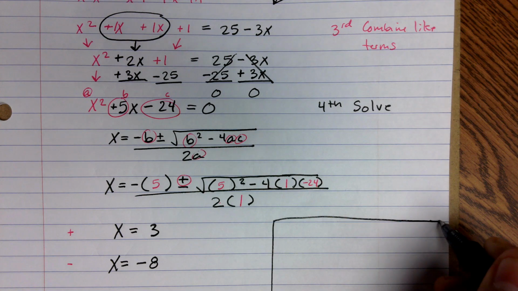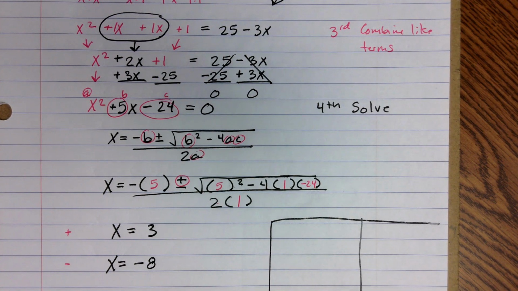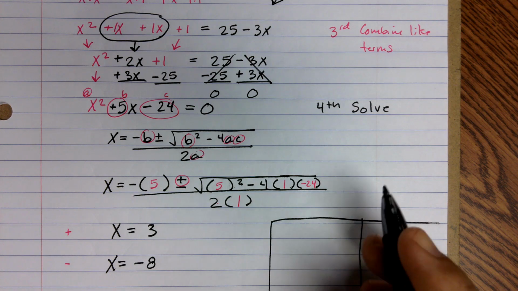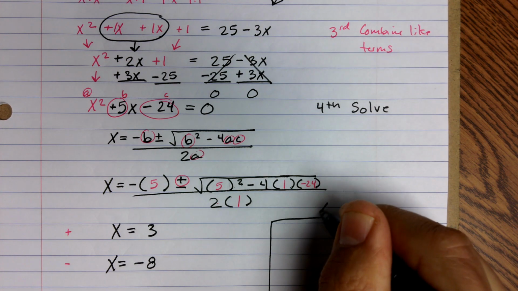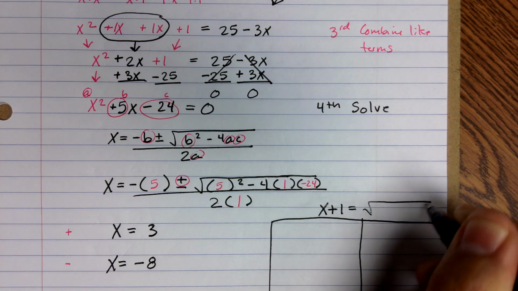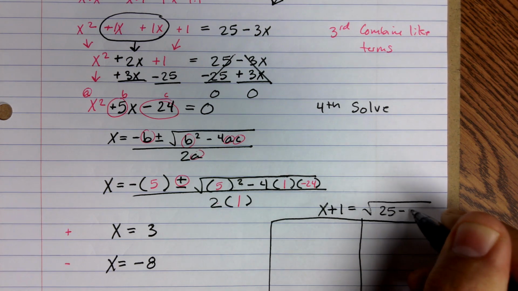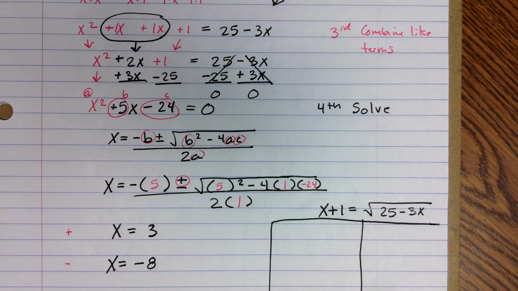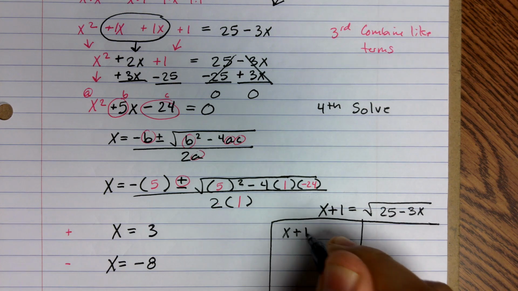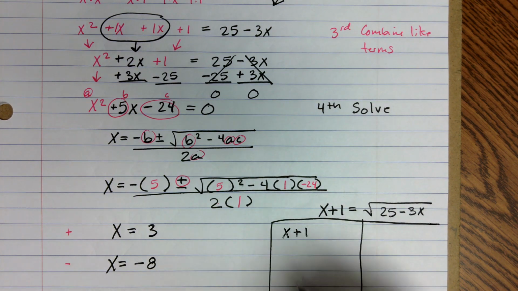So I'm going to go ahead and make a box over here where we can check them real fast. I am going to write the original equation right here on top, which was simply x plus 1 is equal to the square root of 25 minus 3x. Now, I'm going to start with the left-hand side of the equation, x plus 1, and substitute for x.